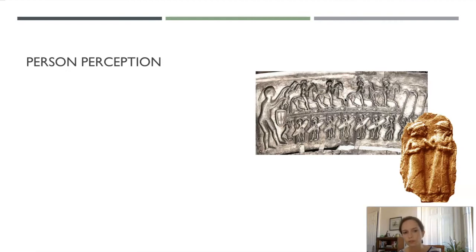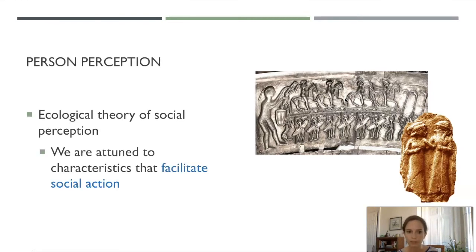And one thing that helps to explain this is something called the ecological theory of social perception. And this is the idea that even social perception is goal-driven, that our brains are adapted to perceive the characteristics about other people that matter to us and affect us socially. We are tuned to characteristics that facilitate social action. What does that mean specifically?